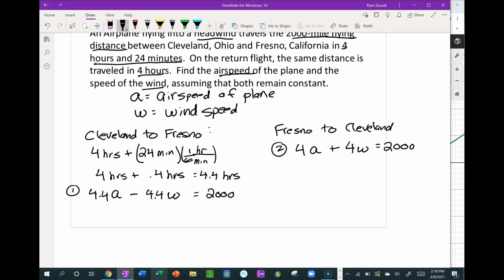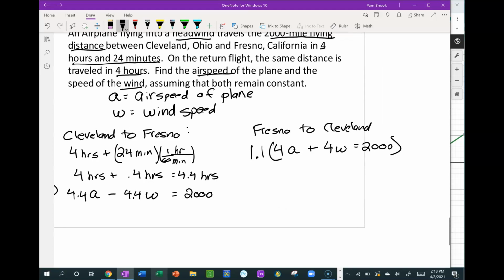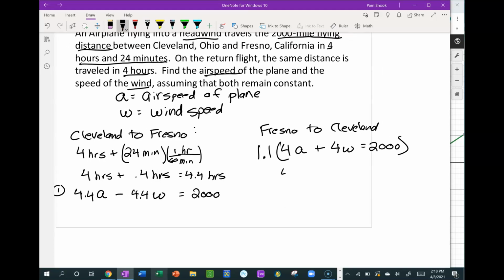And when I look at my coefficients, I notice that if I multiply my Fresno to Cleveland equation by 1.1, I can get my wind speeds to cancel out. Because look at what happens when I do the 1.1. I get 4.4a plus 4.4w equals 2,200. I'm going to have a negative 4.4w and a positive 4.4w. So when I add those two equations together, my w is going to drop out.